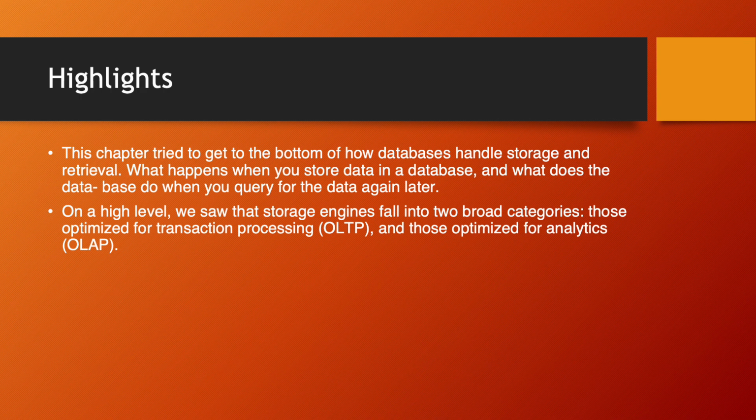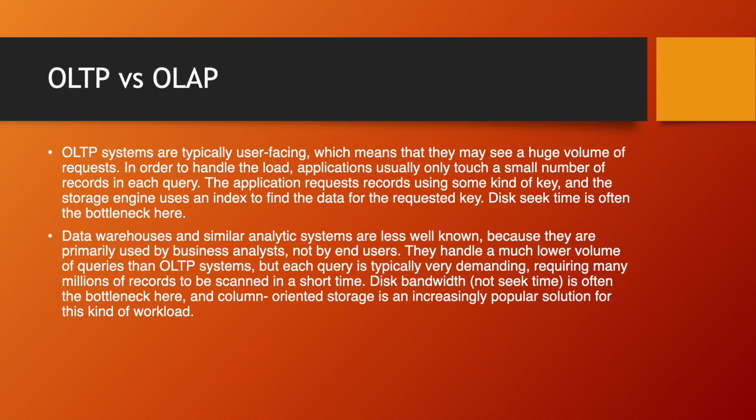So this chapter tried to get to the bottom of how databases handle storage and retrieval. What happens when you store data in a database, and what does the database do when you query for the data again later? On a high level, we saw that the storage engines fall into two broad categories: those optimized for transaction processing, also called OLTP, and those optimized for analytics, also called OLAP.